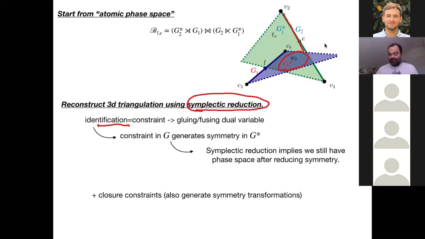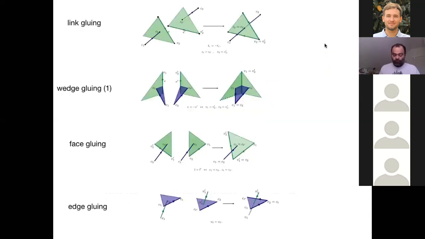So you can identify stuff to glue things. When you identify things, you are gluing the dual variable or fusing it. And then obviously we also have to use closure constraints, which also implement symmetry transformations. So they're also included in the symplectic reduction business. So that's a list of gluing that we do, for example.